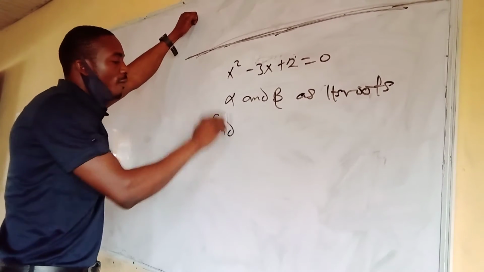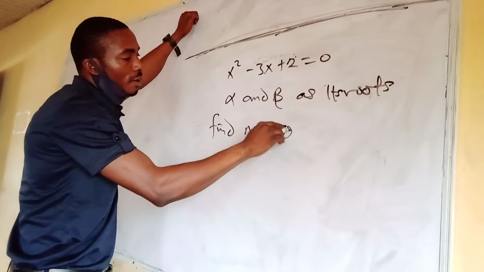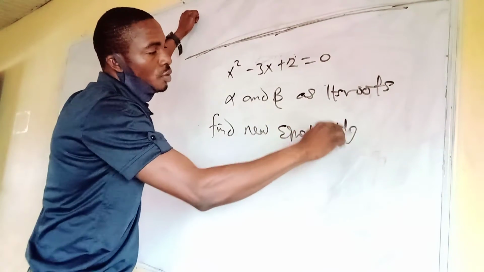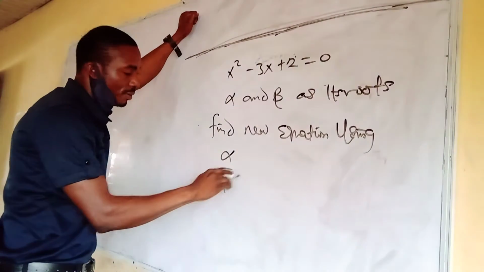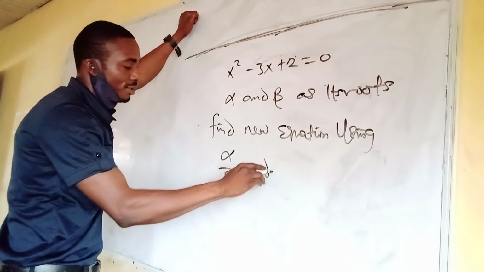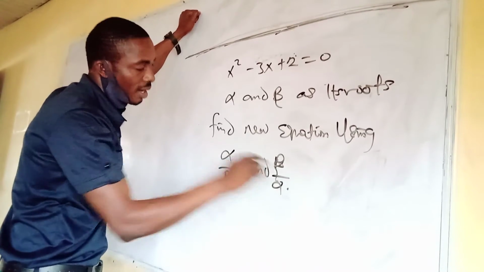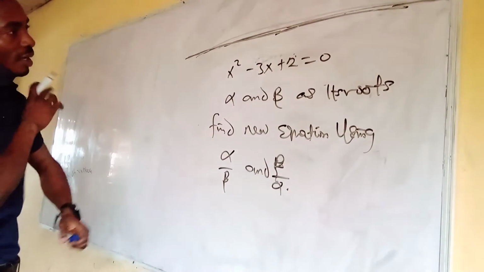we should find a new equation using alpha over beta and then beta over alpha. How can we solve this kind of question?